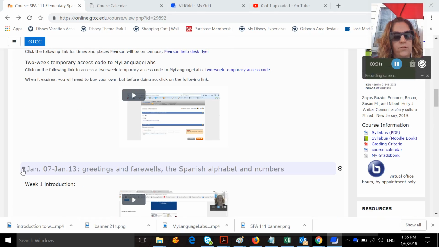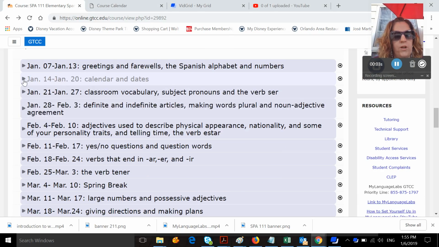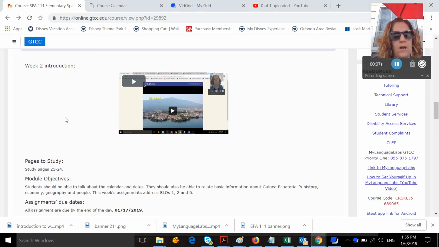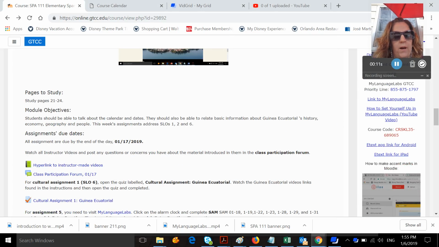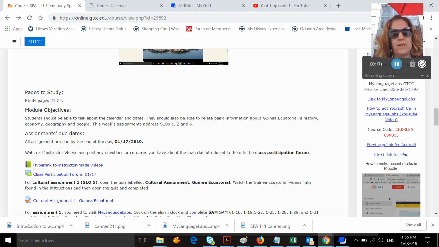Okay, I'm going to go ahead and introduce to you week two, which is January the 14th through the 20th. We're looking at the calendar and dates. You're going to want to study pages 21 to 24. After you complete the assignments this week, you should be able to talk about the calendar and dates, and you should be able to relate basic information about Guinea Equatorial's history, economy, geography, and people.